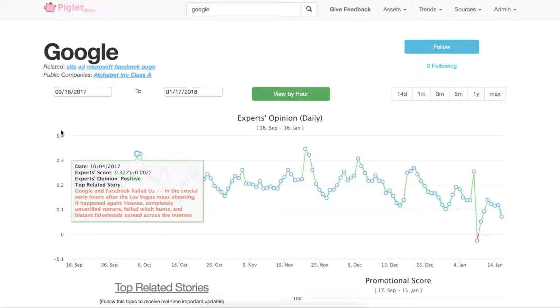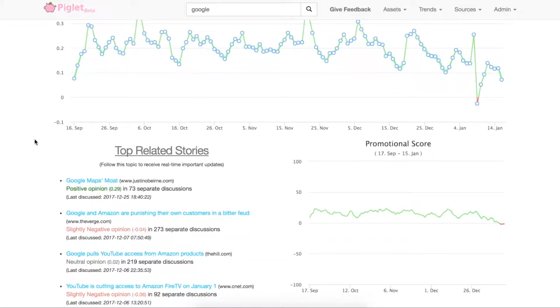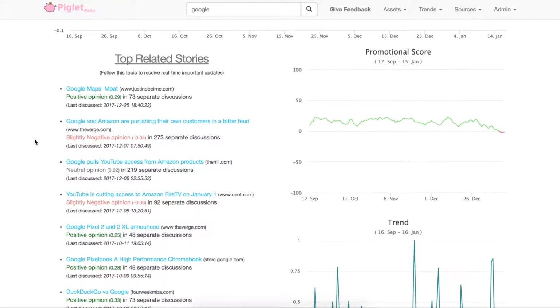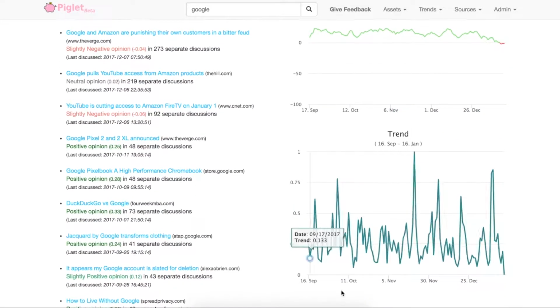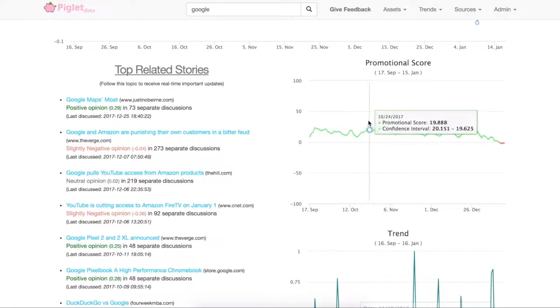Today we're going to go over the promotional score chart and the trend chart. So if you scroll down, you can see the promotional score chart over to your right and the trend chart right below that. So the promotional score is essentially calculated by looking at the number of people promoting a topic minus the number of people essentially not promoting the topic, if not actively discounting or putting down the topic.